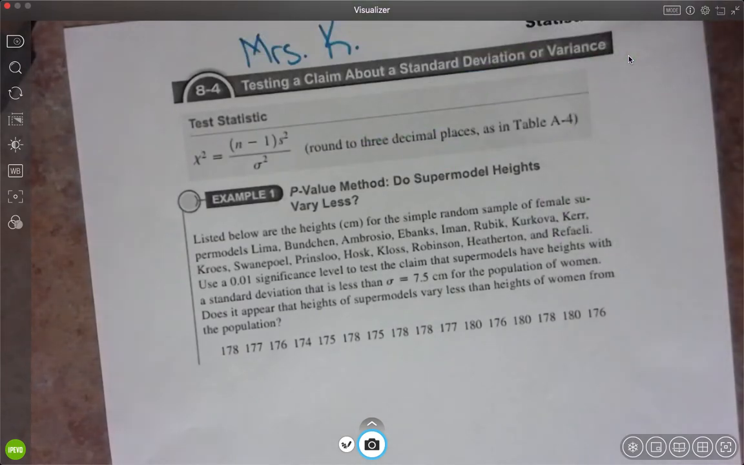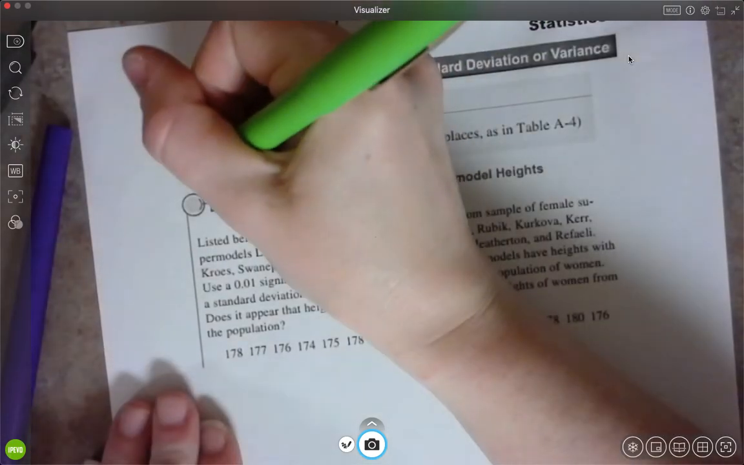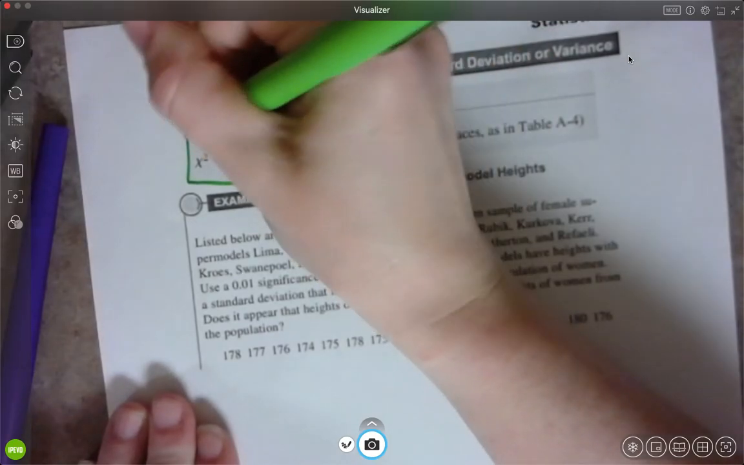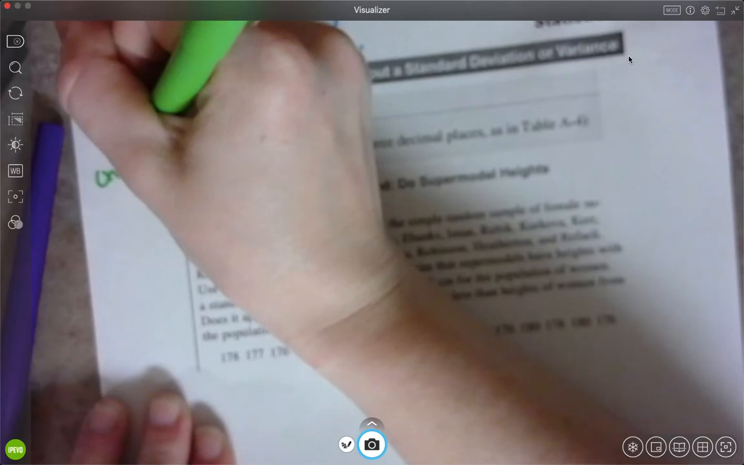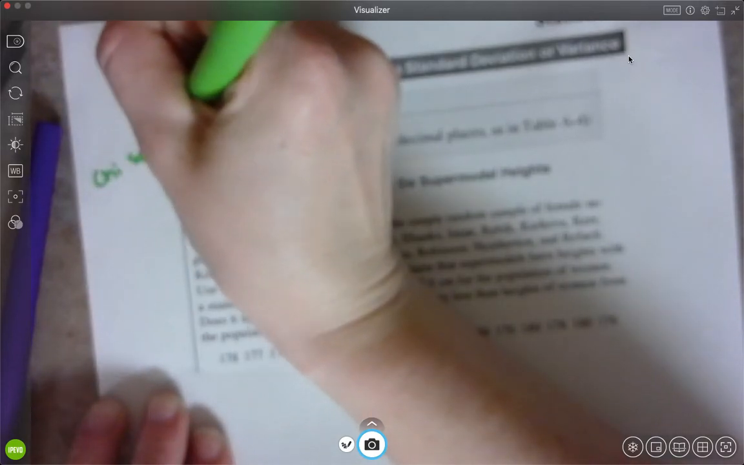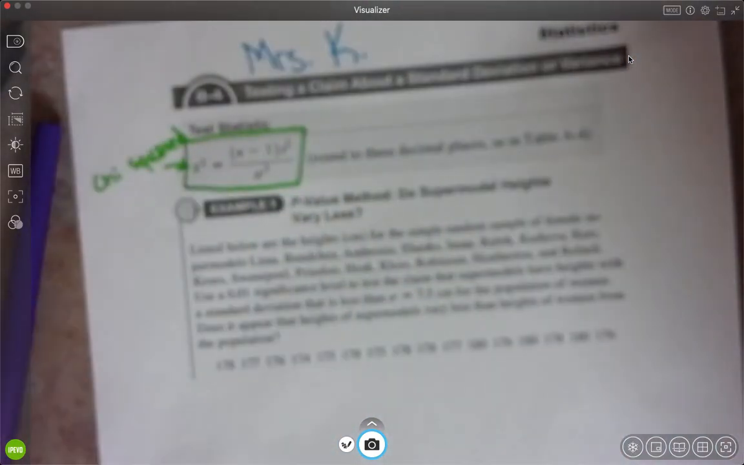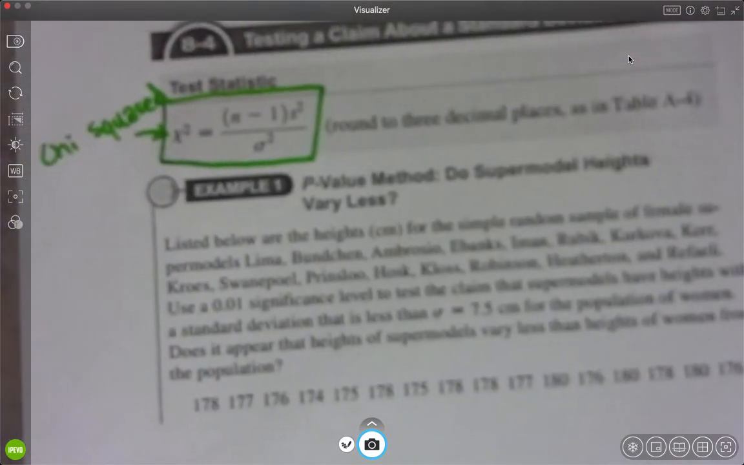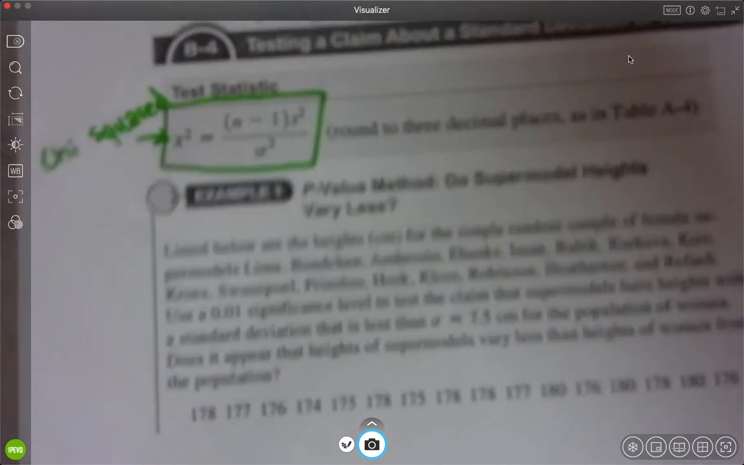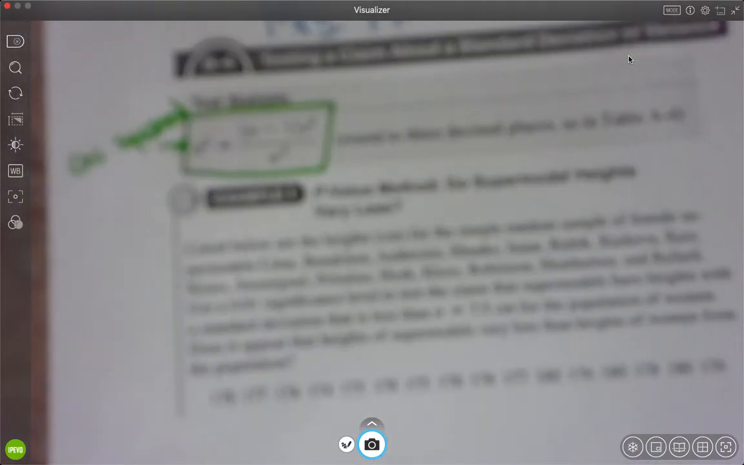Here is how you calculate your test statistic. It's based on the chi-squared. Chi-squared is how we pronounce this x-squared value. It is pronounced chi-squared. Let me get it unfuzzy for you. There we go. Well, maybe not.